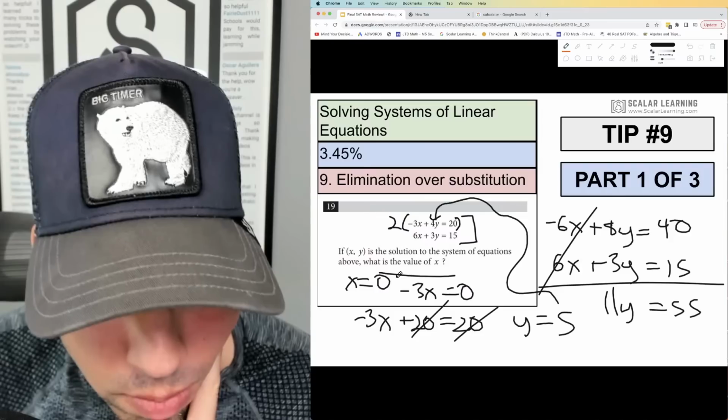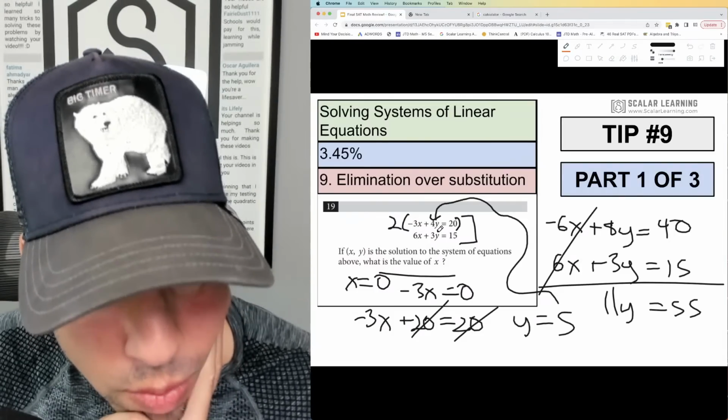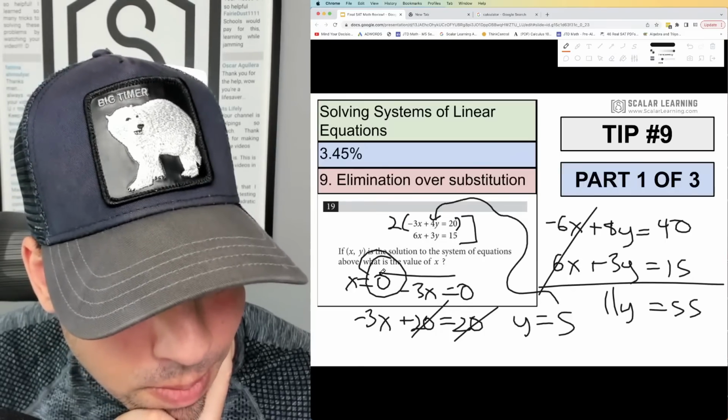And we want to check it, right? If x equals 0, y equals 5, it equals 20. X equals 0, y equals 5, it equals 15. Boom, done.